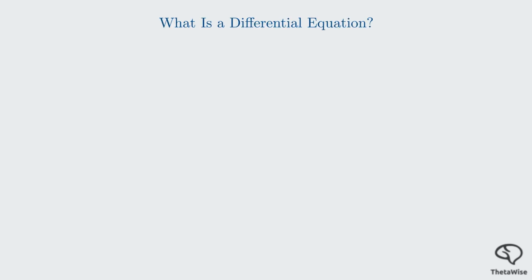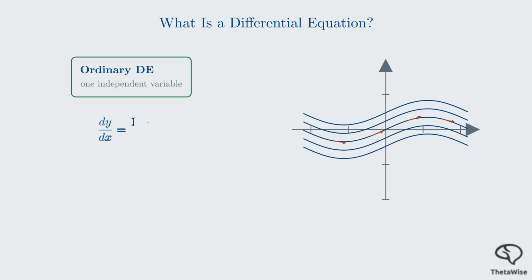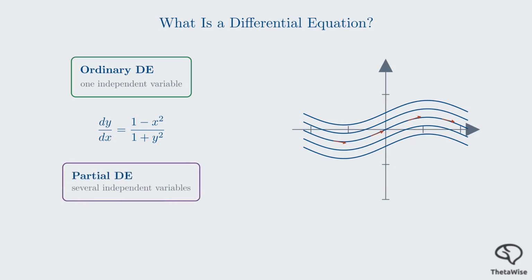A differential equation is an equation involving derivatives, so it connects a quantity with the way that quantity changes. Think of a curve as the path of a moving point. An ordinary differential equation uses derivatives with respect to one independent variable, such as x. For example, dy by dx equals (1 minus x squared) divided by (1 plus y squared) uses only x as the independent variable. A partial differential equation uses partial derivatives when there is more than one independent variable.